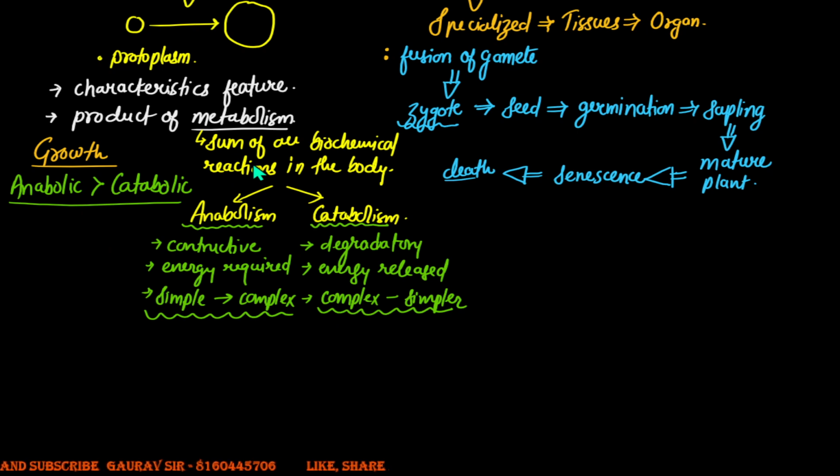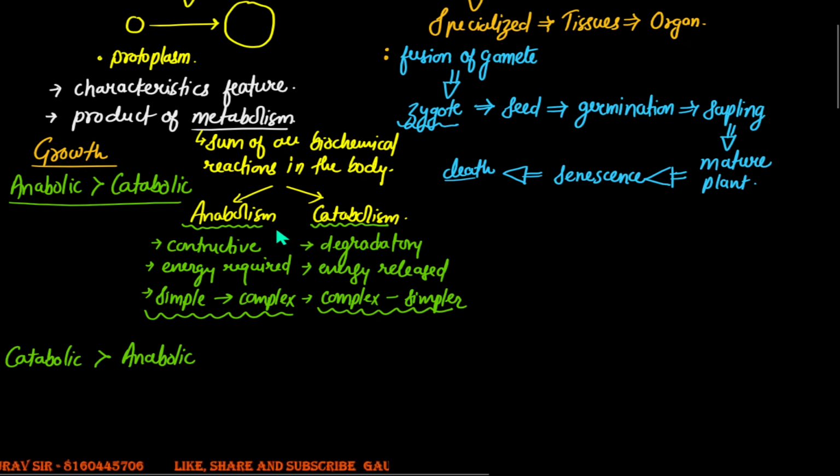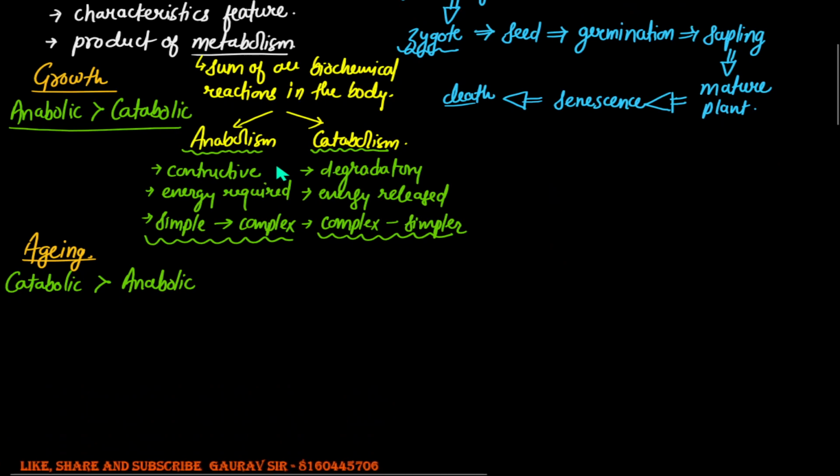Similarly, if you reverse the situation, that means in organisms where the catabolic reactions exceed the anabolic ones, the constructive processes are less but the degradatory processes are more. I would say the process of aging is undergoing. A person is aging when the amount of catabolic reactions exceeds the amount of anabolic reactions, right? So there we understood what metabolism is and how it can help in growth as well as in aging.